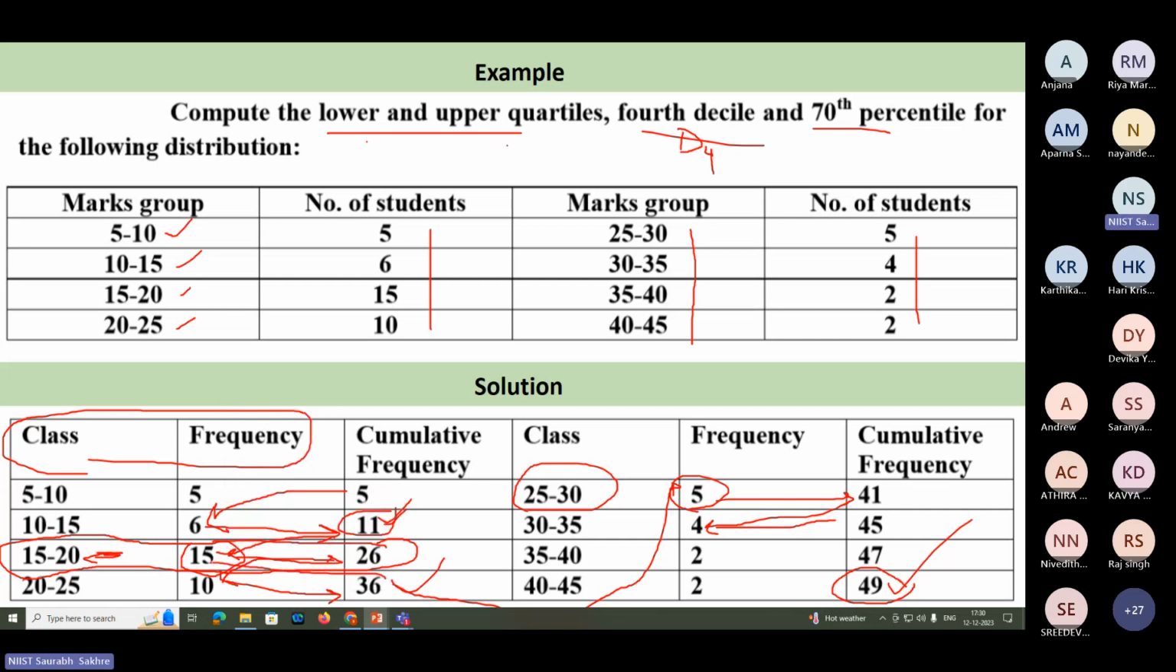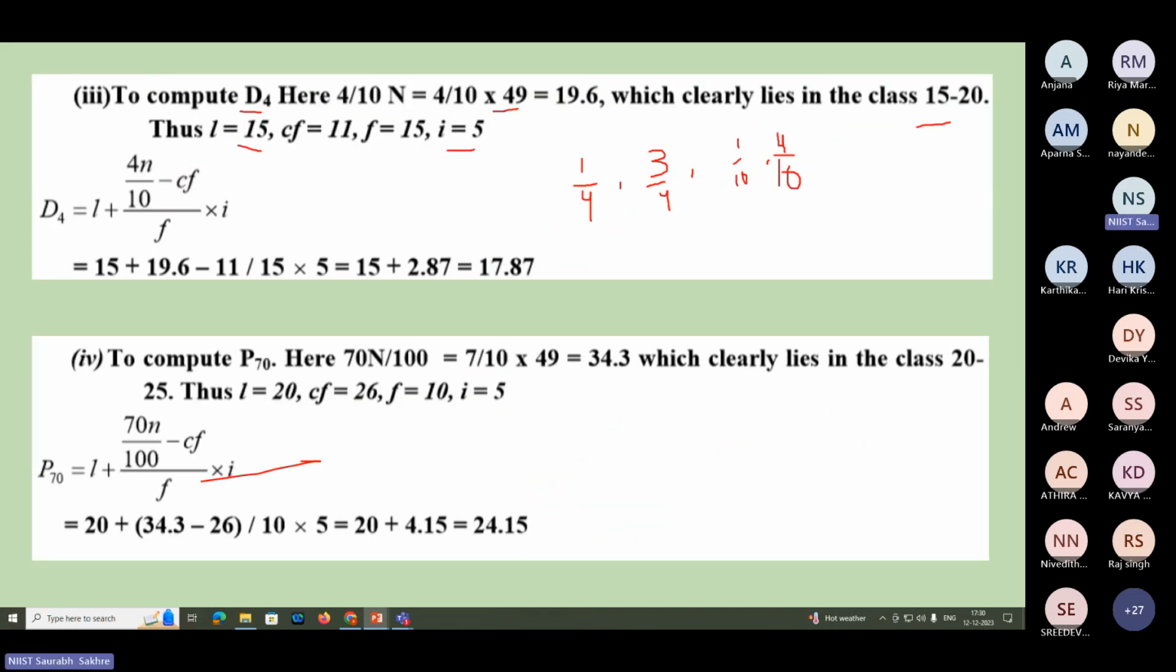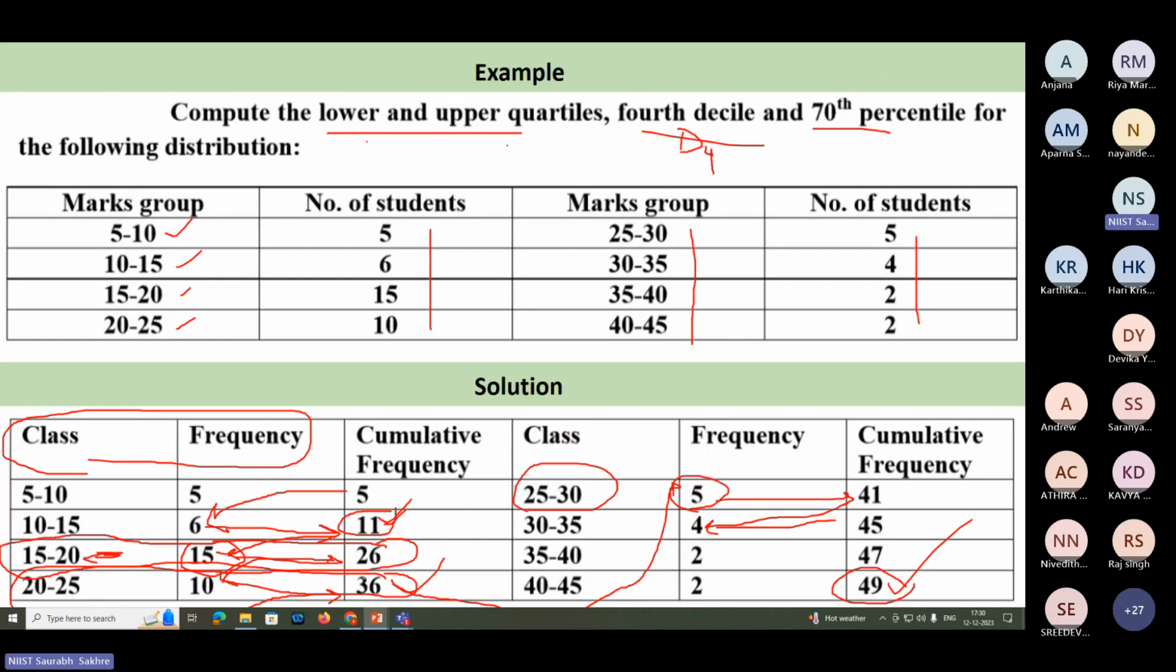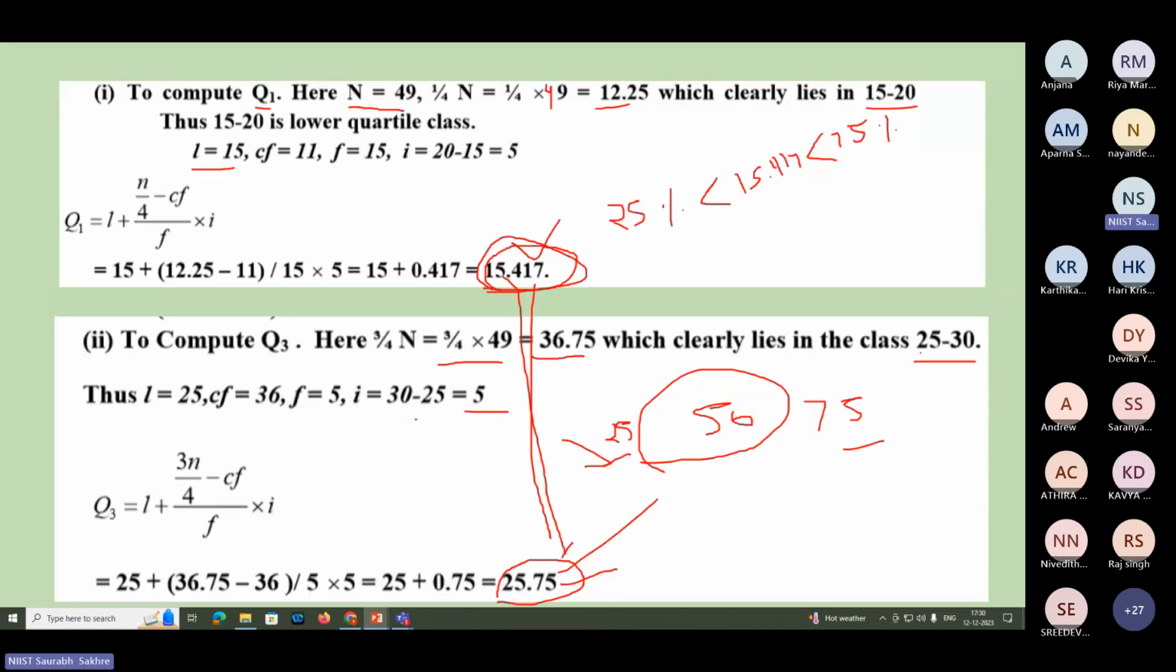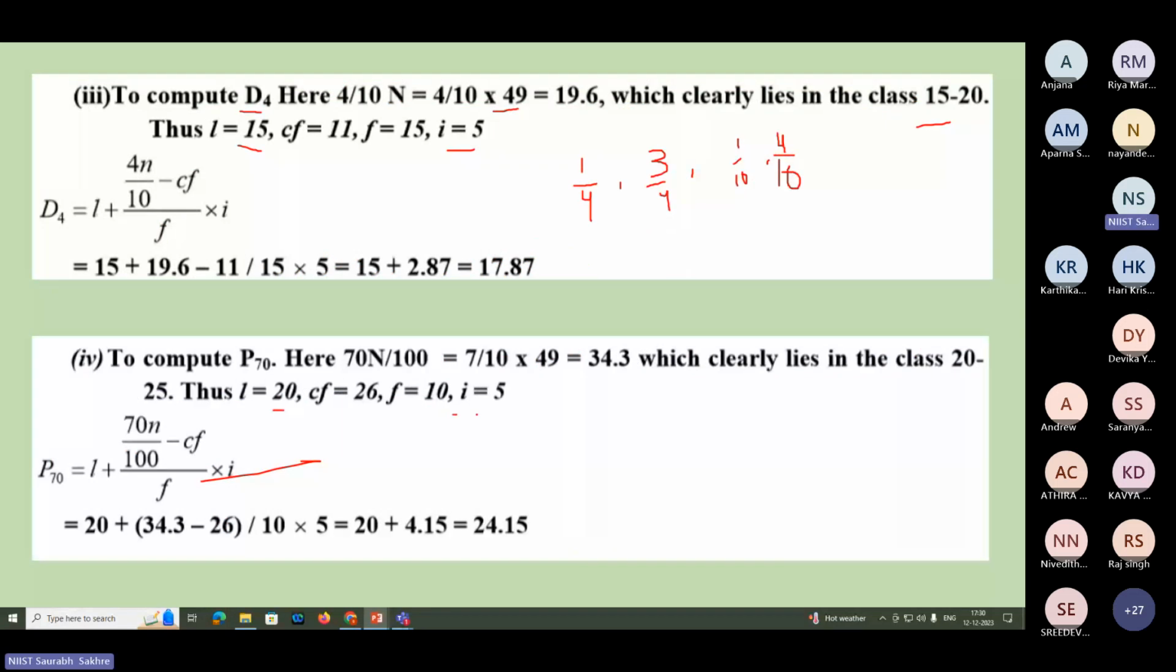Okay, 20 to 25 class here. So naturally, my lower limit will be 20. Cumulative frequency just one class above that class is 26. Frequency is 10 in that class. You can see here it is 10. And i is 5. So P70 equals L plus 70 by 100 into N minus C upon F into i. I put all the values and it is coming 24.15.